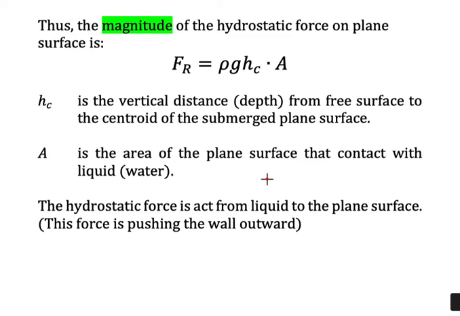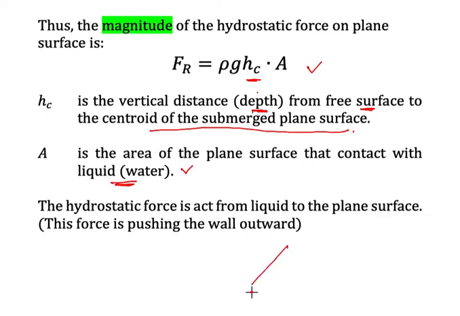Thus, the magnitude of the hydrostatic force on a plane surface can be calculated using this equation, rho g hc A, where hc here is the vertical distance, the depth, from the free surface to the centroid of the submerged plane. A here is the area of the plane surface that contacts the liquid. Normally in this syllabus, we will use water as our liquid, as our fluid. The hydrostatic force acts from the liquid onto the plane surface. This force is pushing the wall outward.